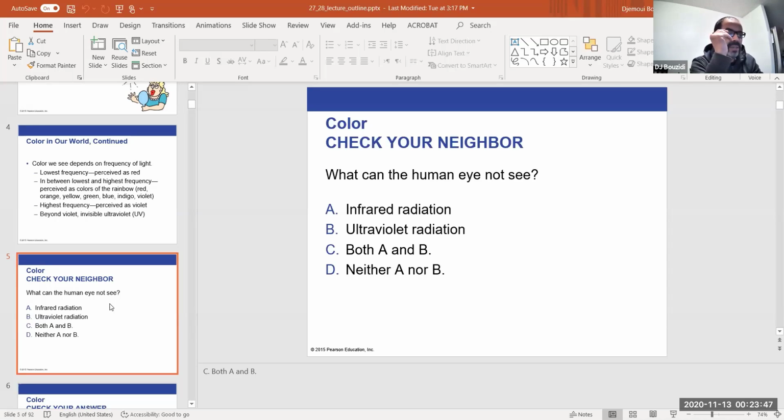What can the human eye not see? Anything infrared, we cannot see it. Ultraviolet also, we cannot see it. Anything below the red, and anything above the violet, we cannot see. So the correct answer is A and B.